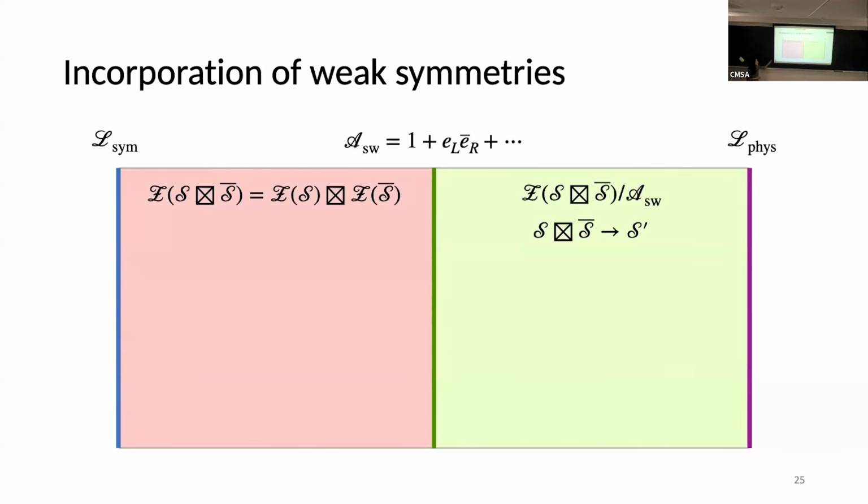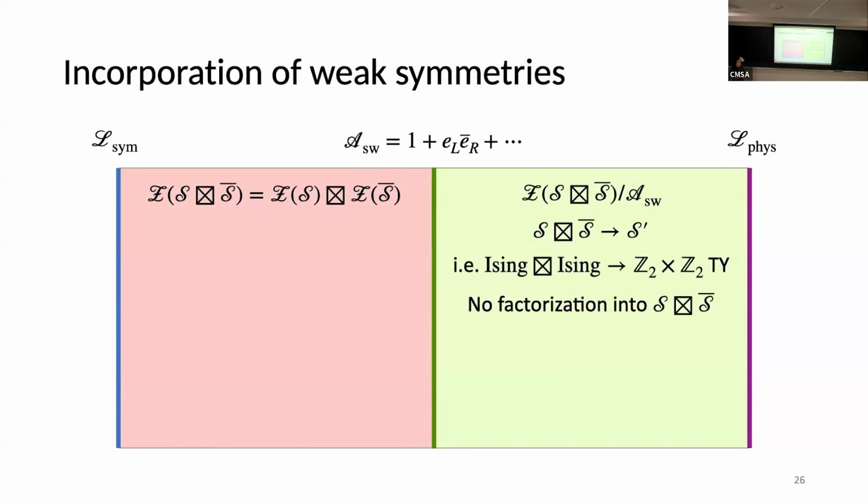So what this does is it creates a domain wall between your original topological order and a different topological order that's smaller. And because it's a smaller topological order, it also comes from a smaller symmetry. And that smaller symmetry is there because you've explicitly broken some of the strong symmetry to weak.